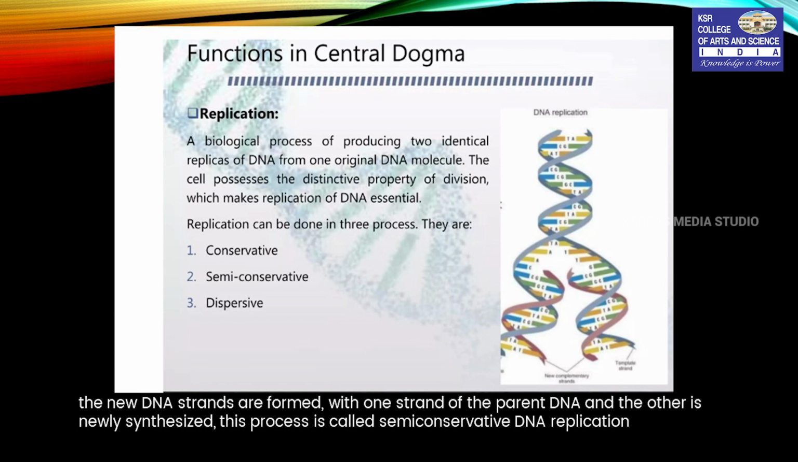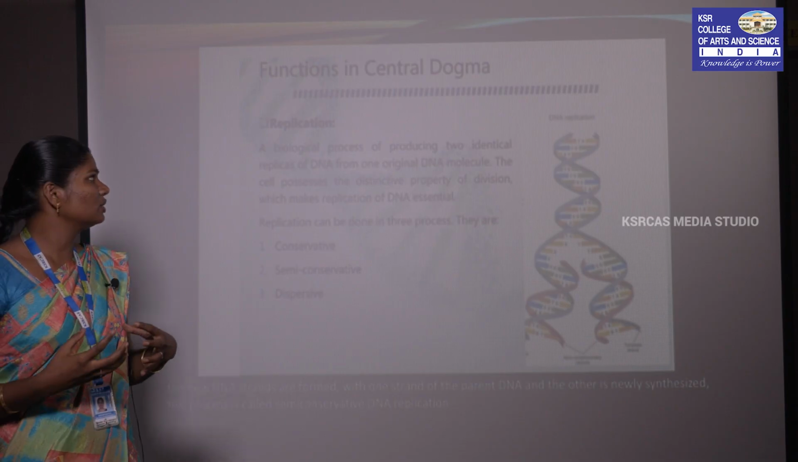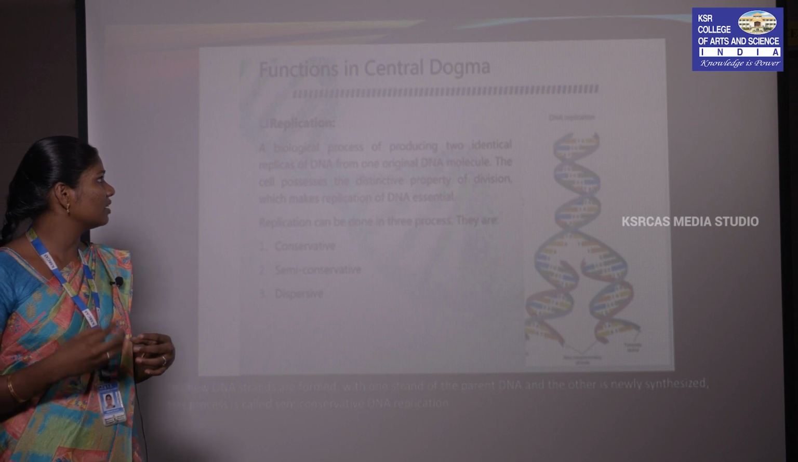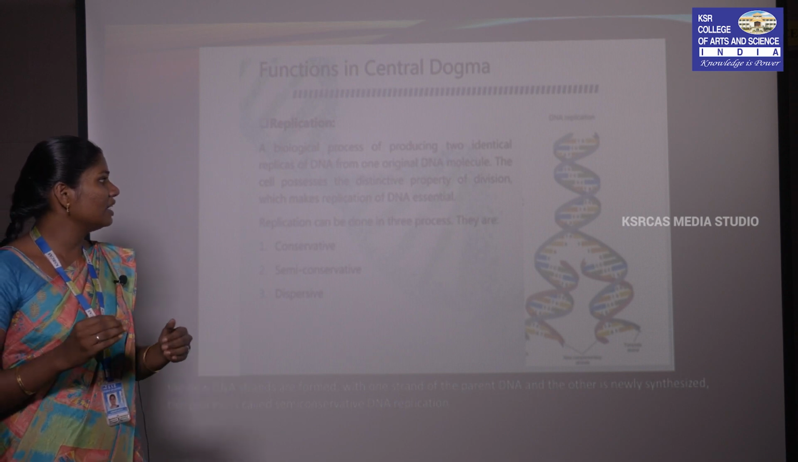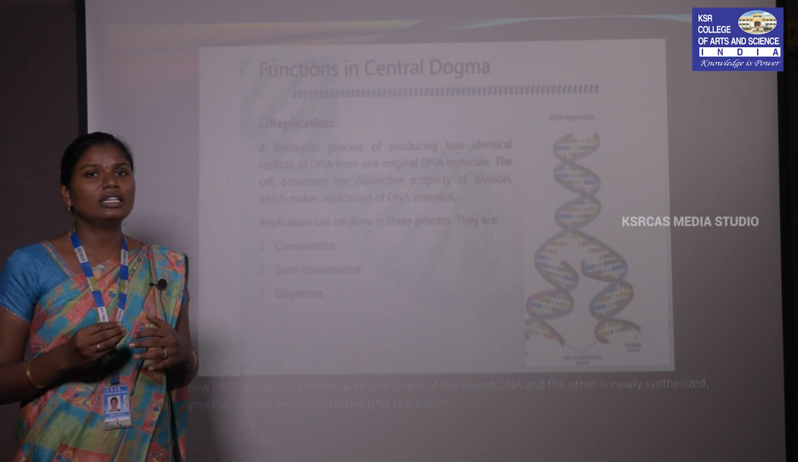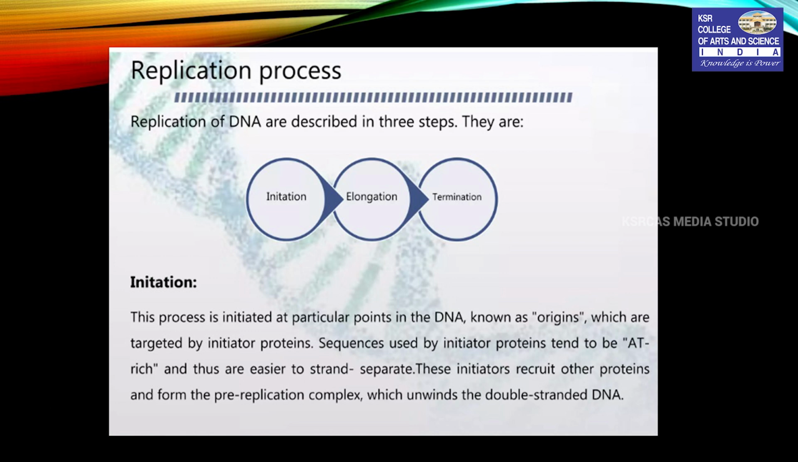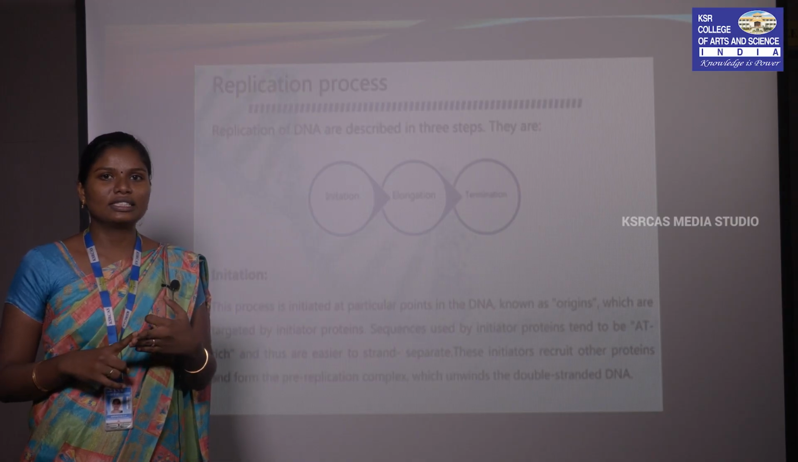The functions in central dogma. First we are going to see about replication. What is replication? The biological process of producing two identical replicas of DNA from one original DNA molecule. It can be done in three ways: conservative, semi-conservative and dispersive methods. Replication of DNA is described in three stages: one is initiation, next is elongation, third is termination.